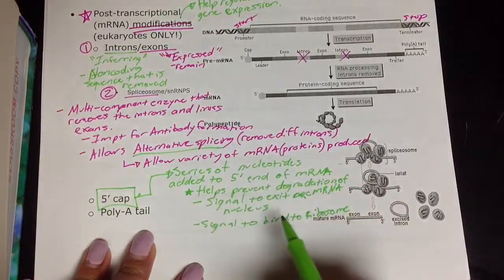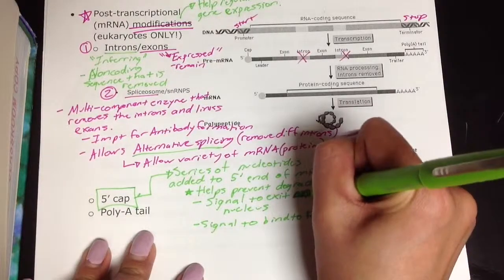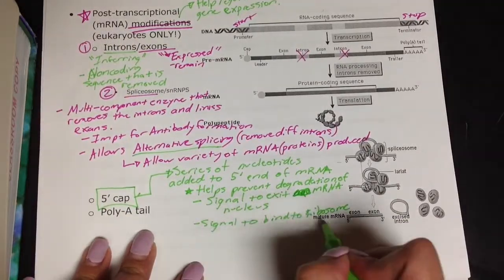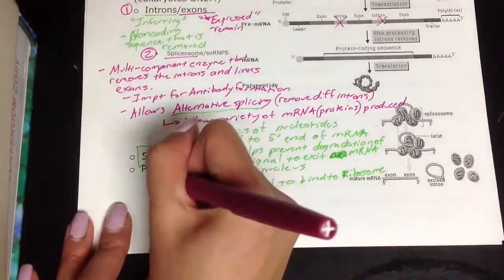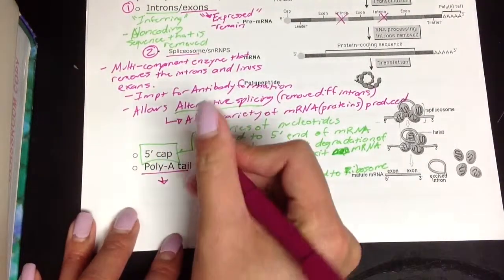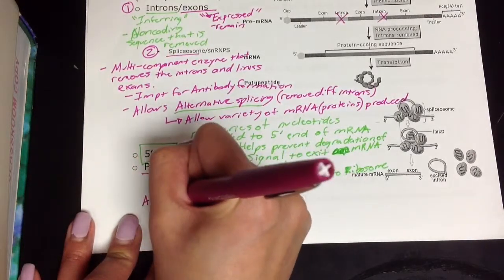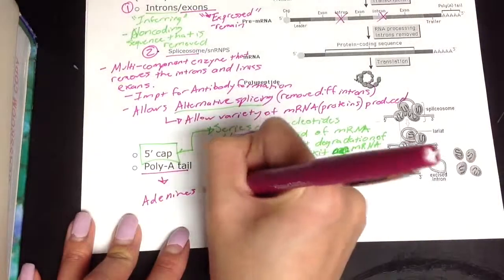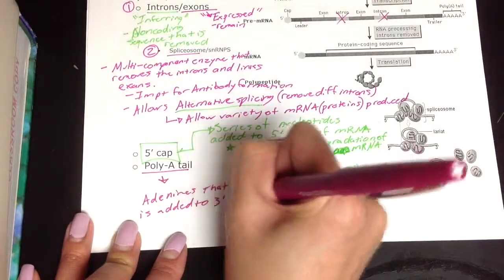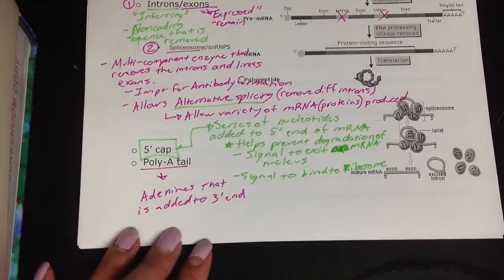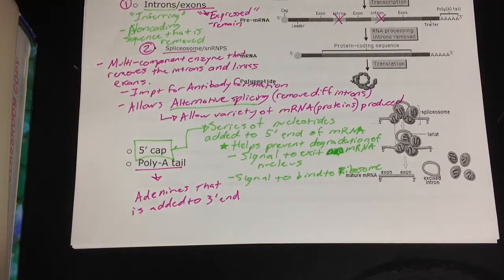It's going to tell the mRNA to leave the nucleus, and once it leaves the nucleus, it can actually go and bind to the ribosome there. And then the final part of the modification of mRNA is our poly A tail. The poly A tail is a group of adenines that is added to the 3' end. And again, it helps prevent that degradation of the RNA molecule.